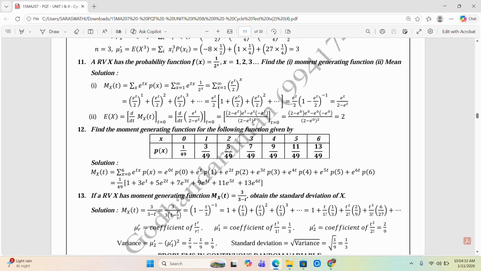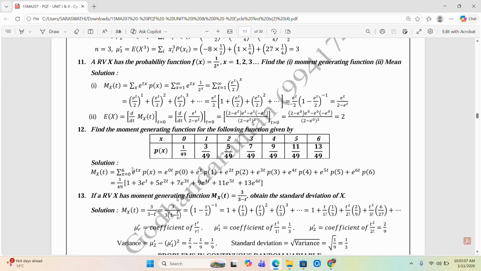Find the moment generating function for the following function given by x and p of x. Here x values are given from 0 to 6 and p of x. The question is to find M_x(t), the moment generating function. The moment generating function formula is the summation over x equal to 0 to n of e power tx into p of x. So now the data are given from 0 to 6, so x is equal to 0 to 6, e power tx into p of x.